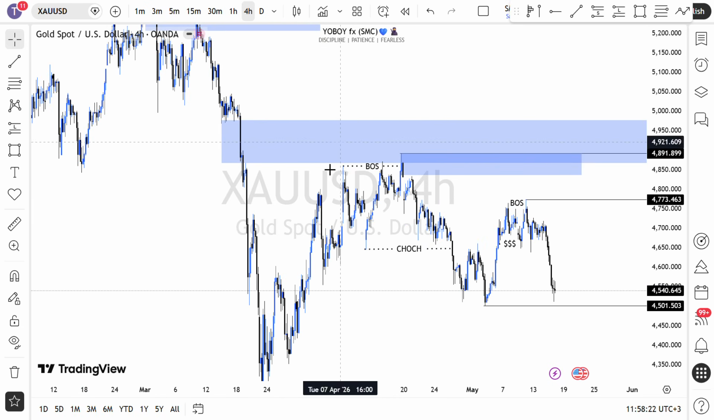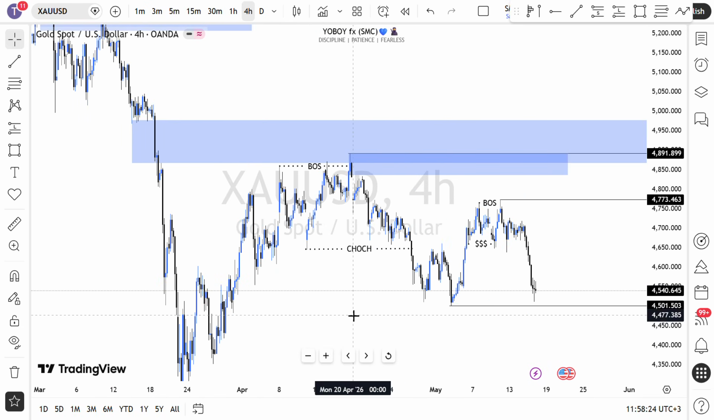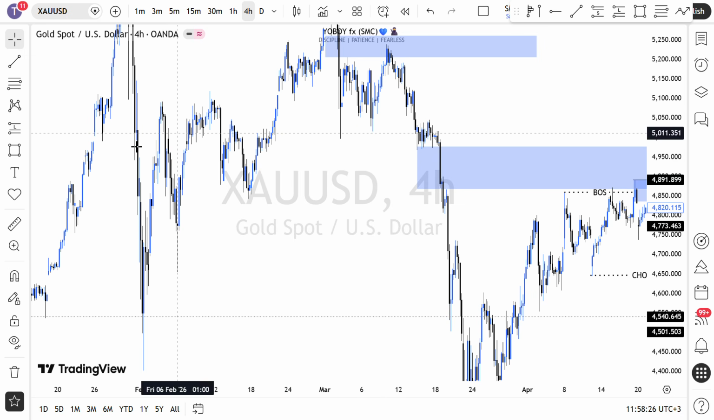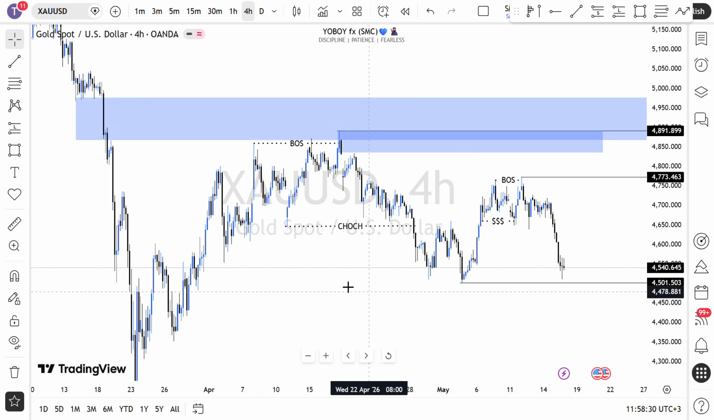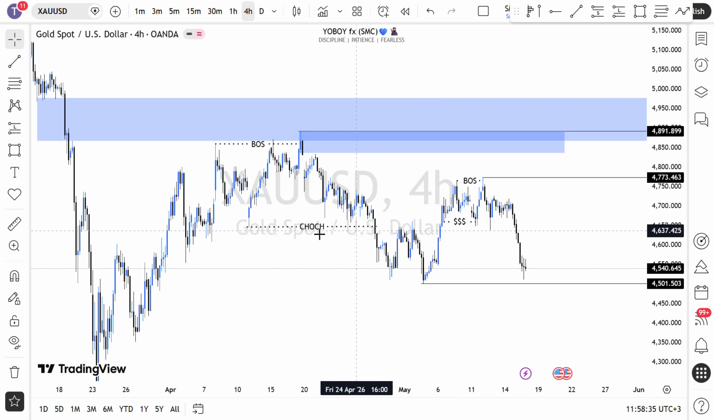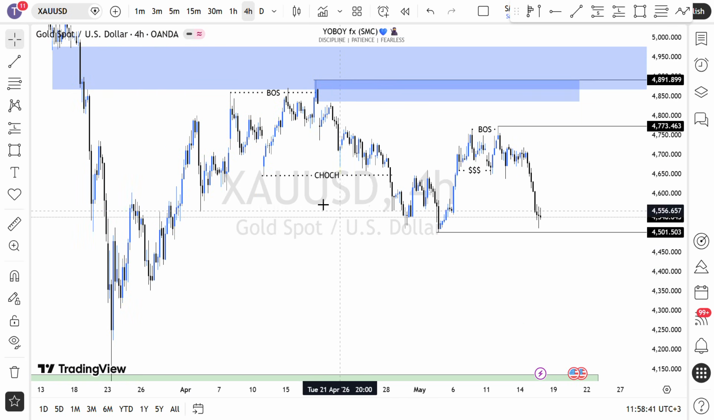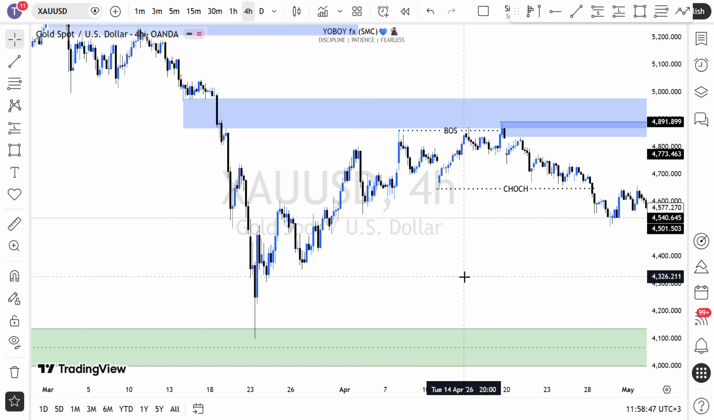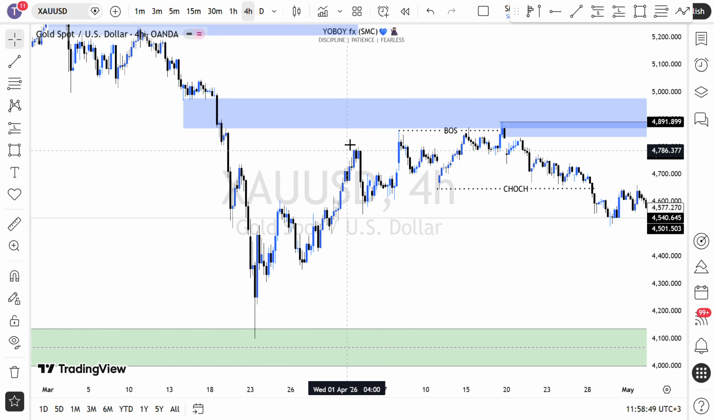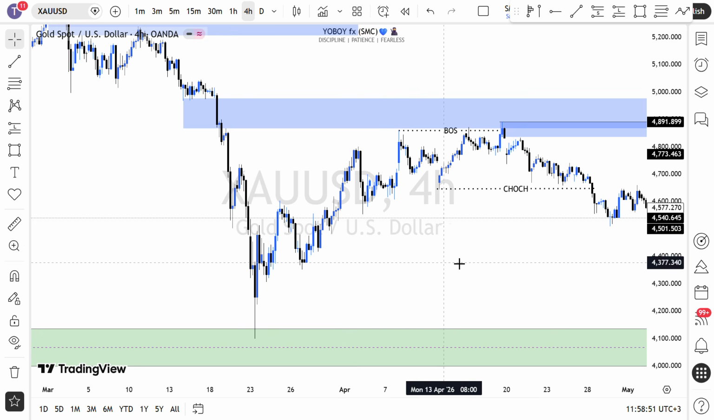Price tapped into that fair value gap, and if you come into the 4 hour time frame, we just need to focus on what is happening here, guys. Don't mind anything that is happening on this other side. As of now, let us focus on this side. We had this break of structure in the 4 hour time frame, and then price took out that low that formed the break of structure, forming a change of character to the downside. That clearly shows that price is looking to come even lower to seek more liquidity on this other side.